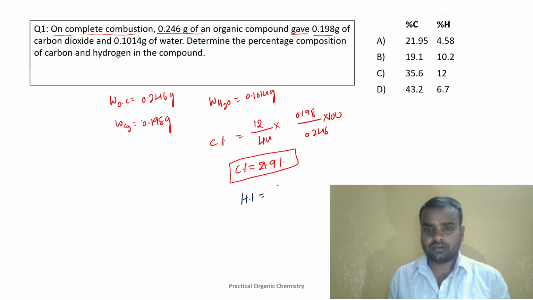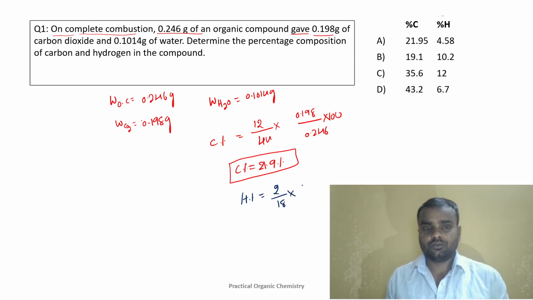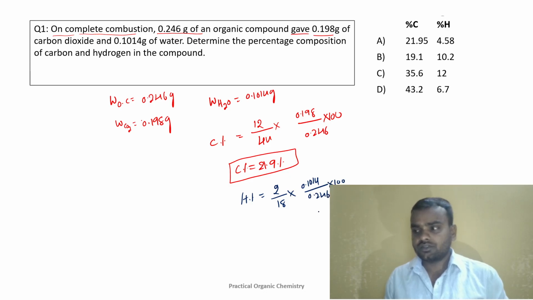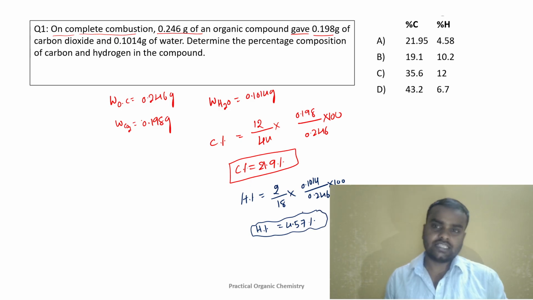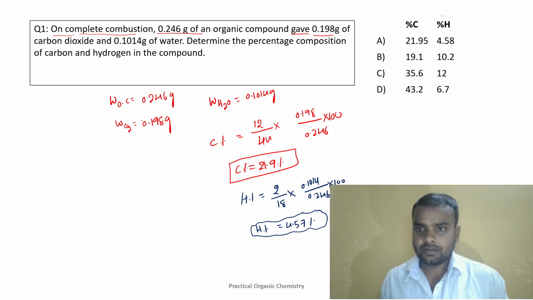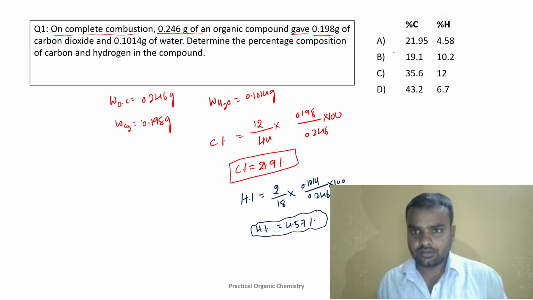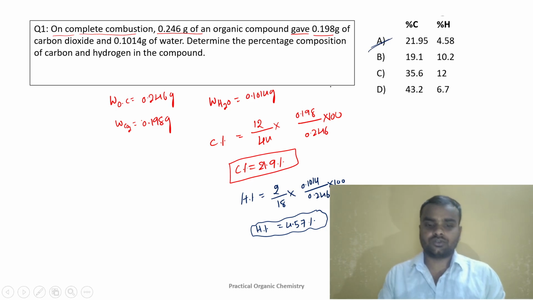Now we will find the percentage of hydrogen, the same way. Percentage of hydrogen is 2 by 18 molar mass, into weight of water 0.1014, divided by 0.246, into 100. We get 4.57 as the percentage of hydrogen. Is it clear? Yes, guys, it's clear. So we got percentage of carbon 21.9 and hydrogen 4.57, so option A is the correct option for this question.